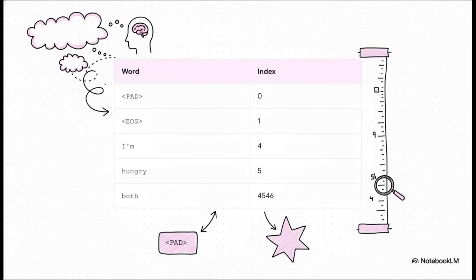Once we have all our tokens, we can build this, a word-to-index map. It's exactly what it sounds like. Every unique word gets its very own number. I'm becomes 4, hungry is 5, and so on for thousands of words. You'll also notice we have these special tokens, like pad for padding and EOS for end of sequence. These are going to be super important for helping the machine understand the structure of our sentences, as you'll see in just a minute.